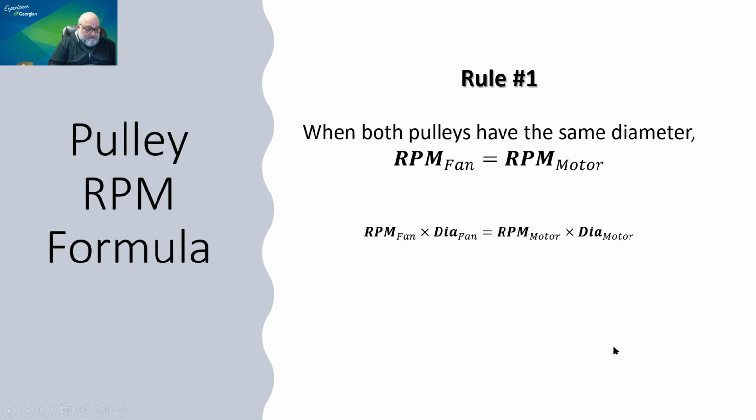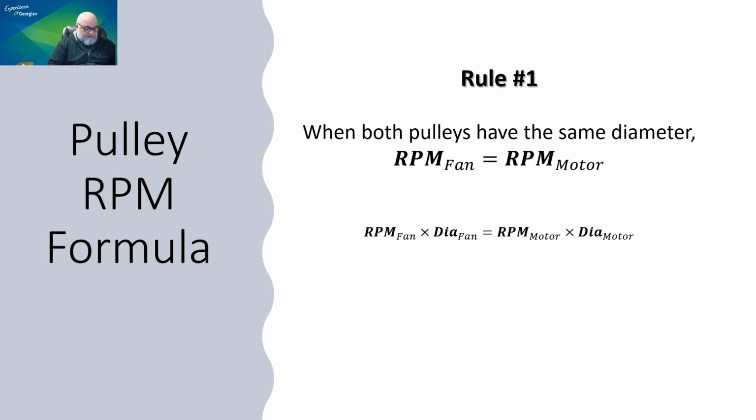Now, let's talk about rule number 1. Rule number 1 is when both pulleys have the same diameter, then the speed of the fan is equal to the speed of the motor. This is rule number 1. You need to remember those.